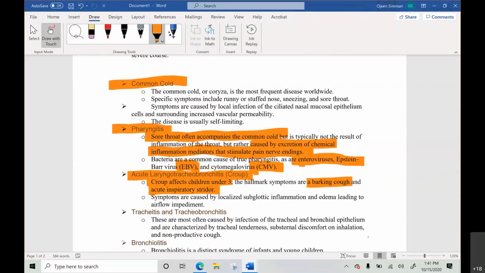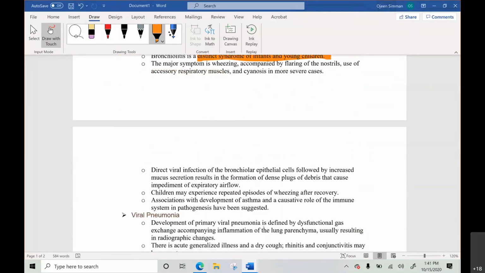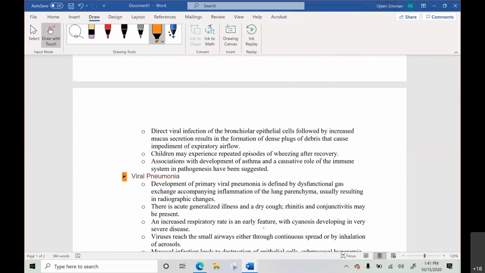The other one that's important here is bronchiolitis. This is also a distinct syndrome of infants and young children. And then we have viral pneumonia. Viral pneumonia is basically described as dysfunctional gas exchange accompanied by inflammation of the lung parenchyma. Dry cough, rhinitis, and conjunctivitis are the most common presentations.